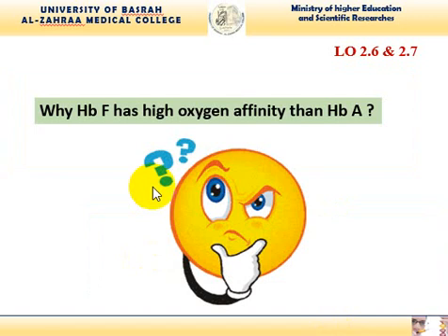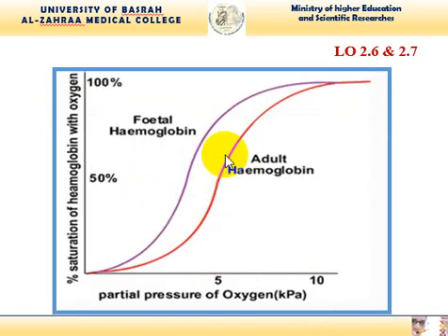The other question is why hemoglobin F has higher oxygen affinity than hemoglobin A. This curve shows the adult hemoglobin and the fetal hemoglobin. What I mean here is the oxygen dissociation curve of the fetal hemoglobin and the oxygen dissociation curve of the adult hemoglobin.